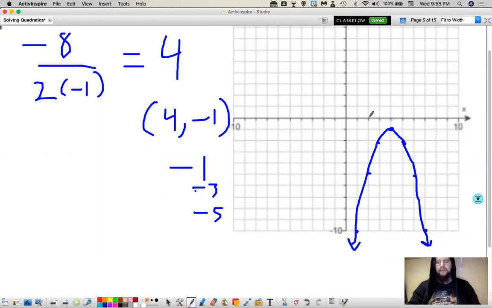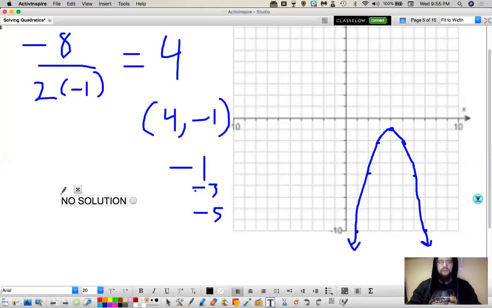Yeah, it's not touching the x-axis, is it? So what's my solution? There isn't one. No solution. Did I spell that right? Cool. It doesn't cross the x-axis. It doesn't have an x-intercept. It has no solution. So our answer is no solution.